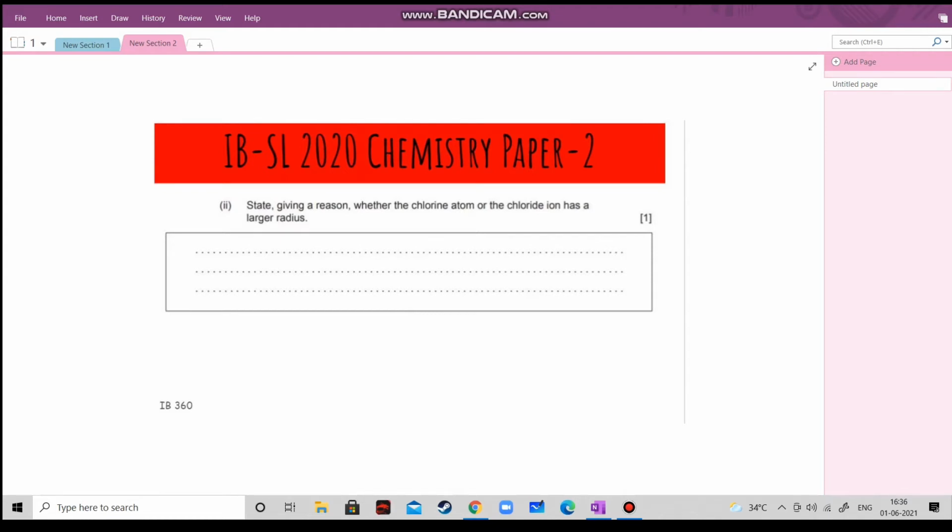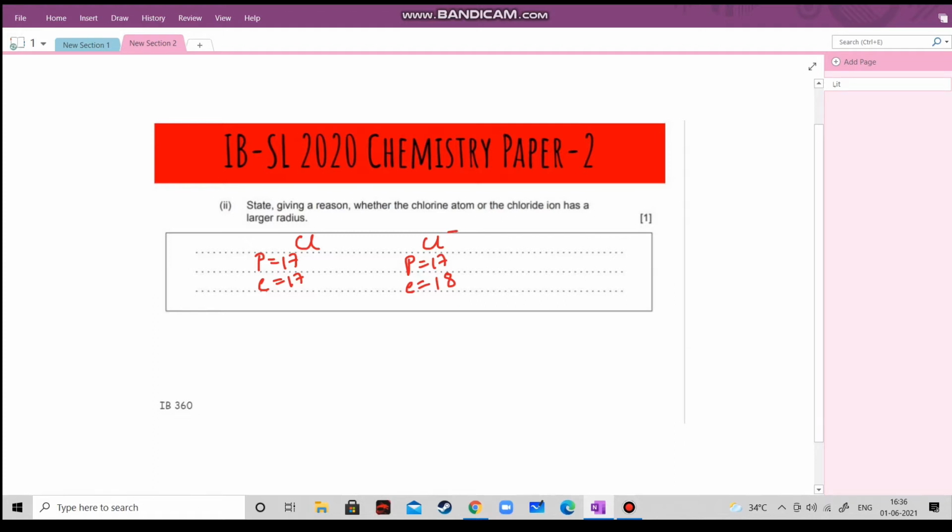Now, in the next question, we need to find out whether chlorine or the chloride ion, Cl minus, has a larger radius. Chlorine, Cl, has a total of 17 protons and 17 electrons, but Cl minus has 17 protons and the number of electrons is 18. As the number of protons is the same in both of these species, the outermost electron experiences the same amount of attractive force.